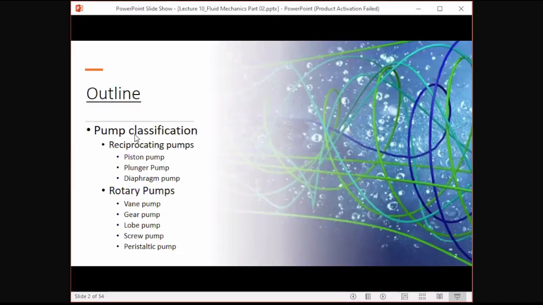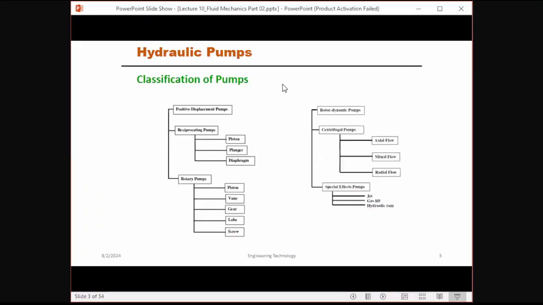Okay, we are discussing pumps. Last week we covered the positive displacement pump part, and today we will try to cover rotordynamic pumps. Under rotordynamic pumps, we can discuss centrifugal pumps, jet pump, gas lift pump, and hydraulic ram pump.